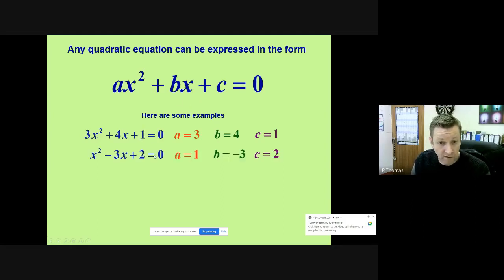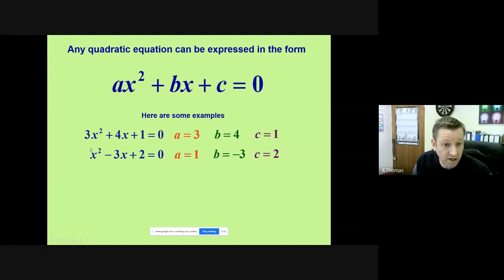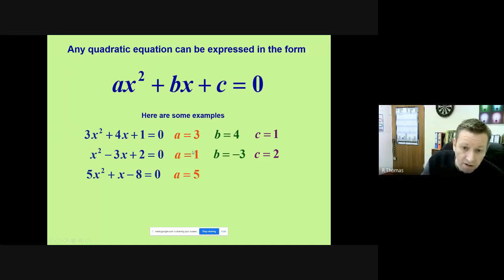You also have to be careful of the signs. So here on this next quadratic equation, there's no number in front of x squared, but don't forget, we know that that means 1. So here A would be 1. Here B is minus 3. Okay, we have to include this minus for the coefficient of x, which we call the letter B, and C is 2. And on the last one, A is 5 here, B would be plus 1 here. Okay, don't forget if there's no number, it's just because it's a 1, and C would be minus 8.